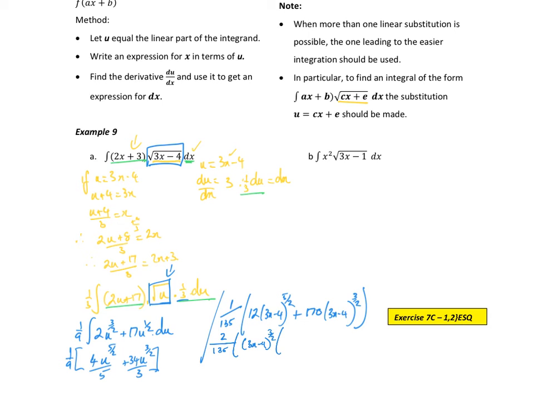So I've already taken a 2 out, so I've got a 6 times 3x minus 4 to the 2 on 2, plus I've taken a 2 out the front, so that's 85 times 3x minus 4, that's a 1. So it equals 2 on 135 out the front of 3x minus 4 to the 3 on 2 times 18x, I've got 18x minus 24 plus 85 is 61.